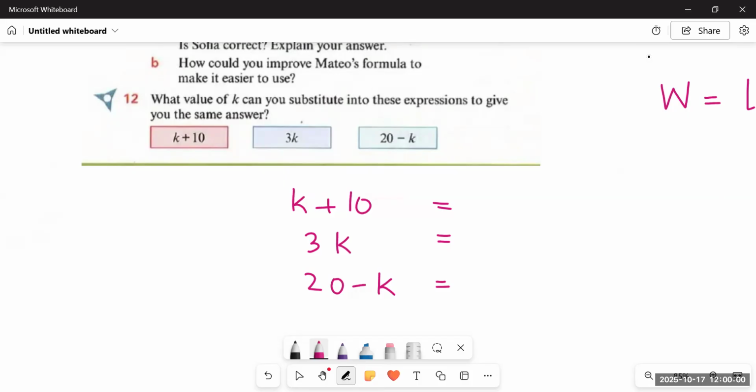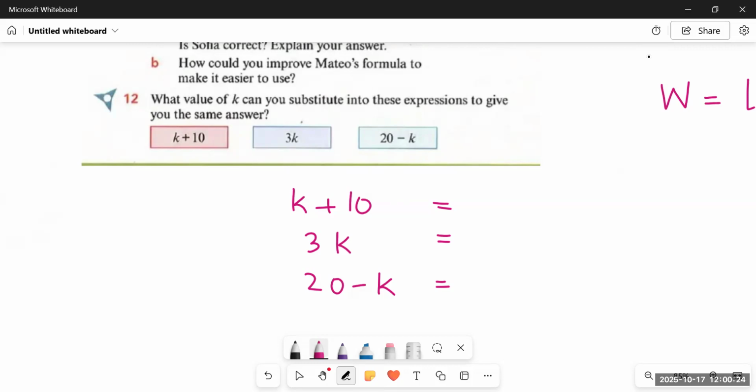If we take k as 1, it would be 1 plus 10, 11, but 3 ones are 3. No, we cannot take this. So let's suppose 2 plus 10 is 12 and 3 twos are 6. That's again incorrect. So let's take 3 plus 10 is 13 and 3 threes are 9. 4 plus 10, 14 and 3 fours are 12. Quite close, but still not accurate.